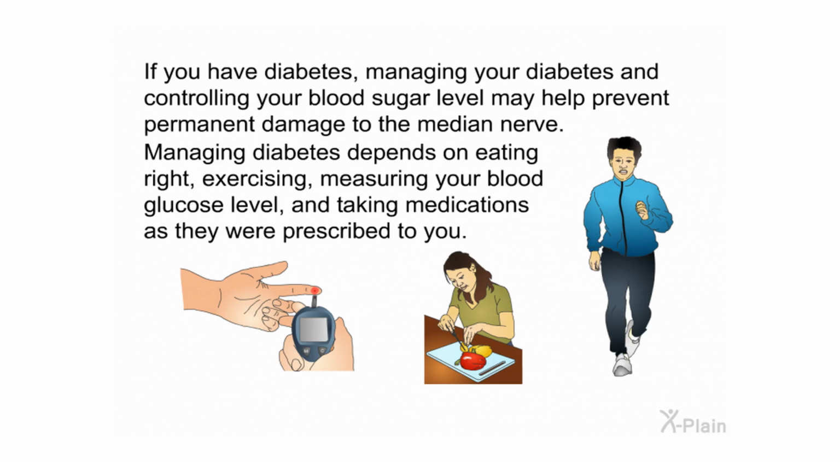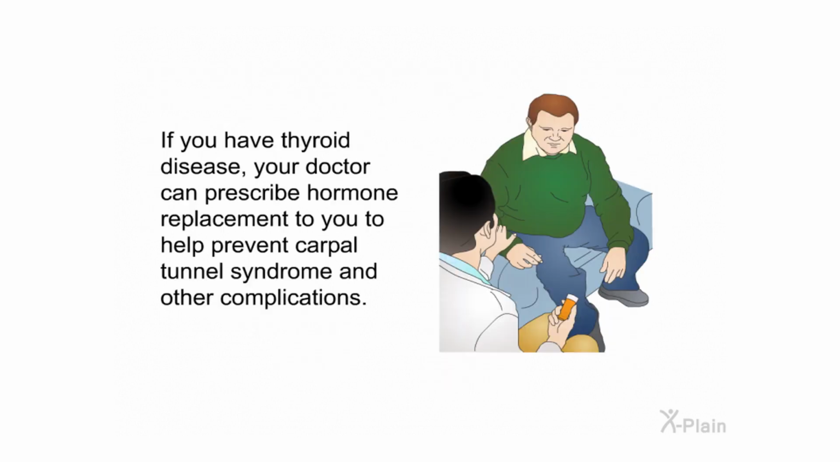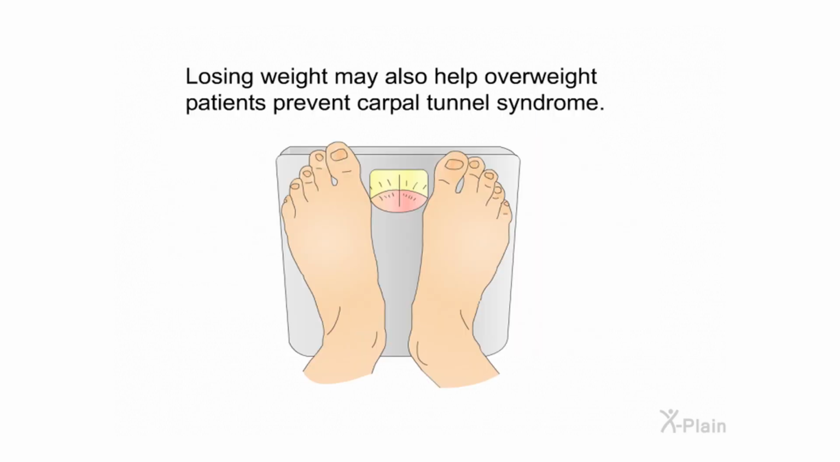If you have diabetes, managing your diabetes and controlling your blood sugar level may help prevent permanent damage to the median nerve. Managing diabetes depends on eating right, exercising, measuring your blood glucose level, and taking medications as they were prescribed to you. If you have thyroid disease, your doctor can prescribe hormone replacement to you to help prevent carpal tunnel syndrome and other complications. Losing weight may also help overweight patients prevent carpal tunnel syndrome.